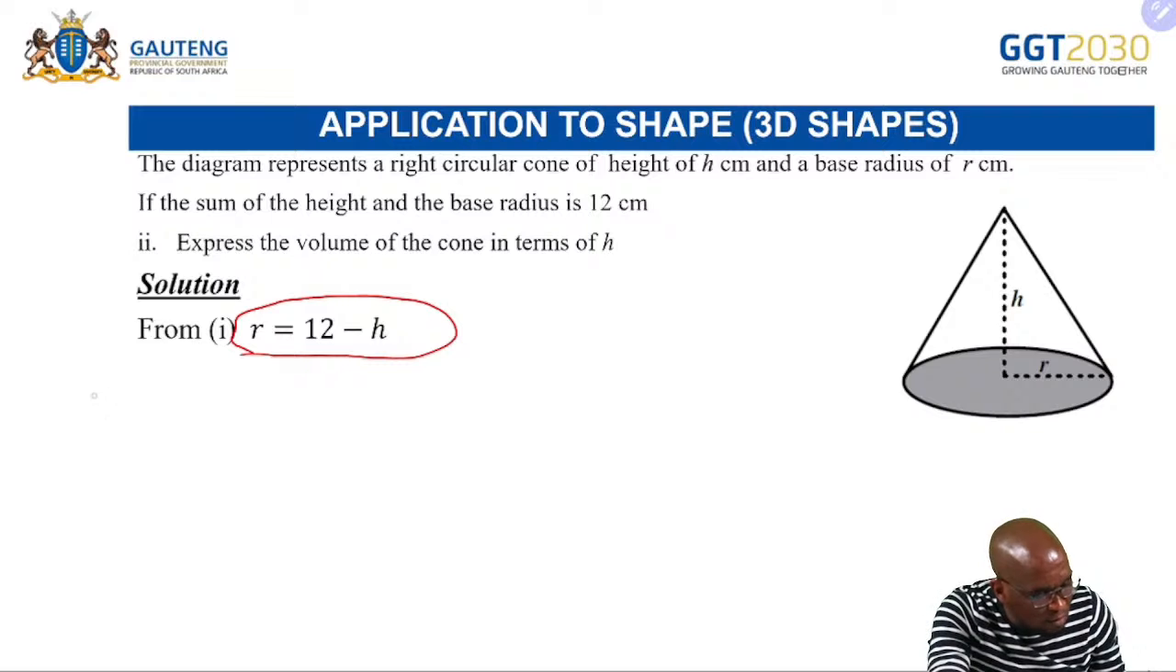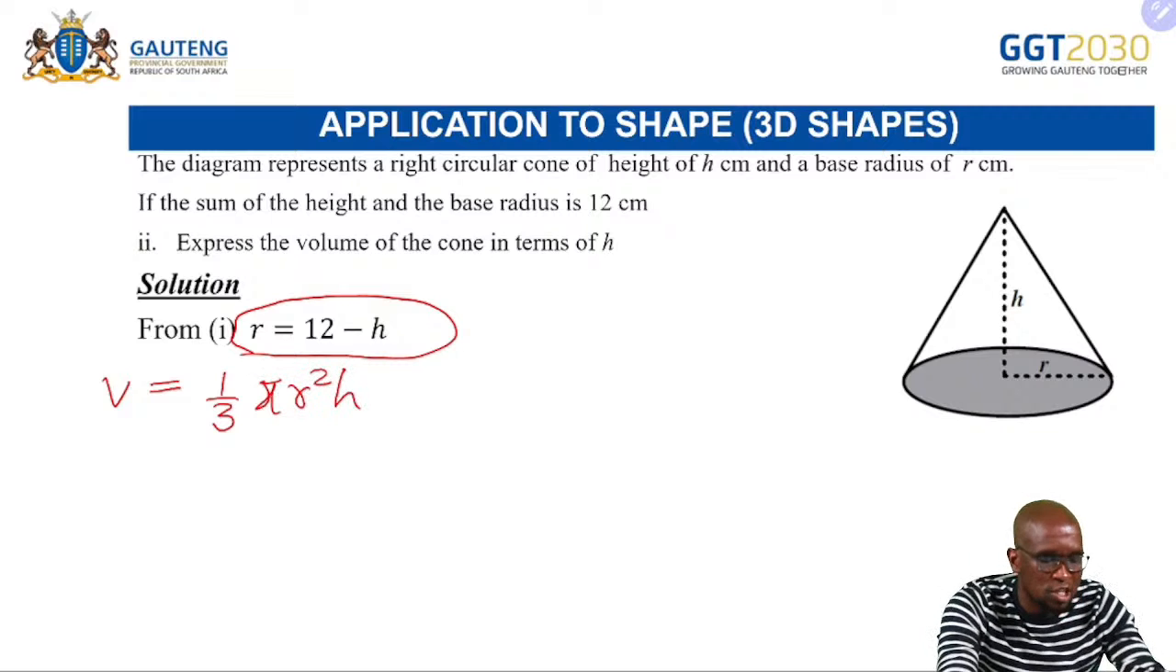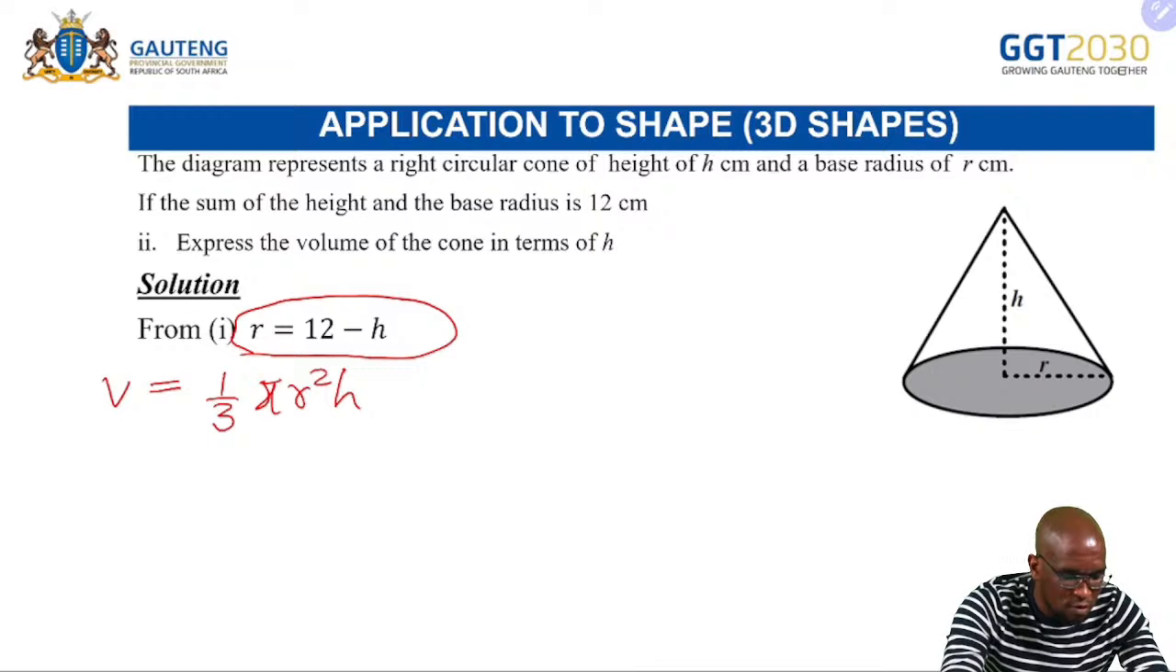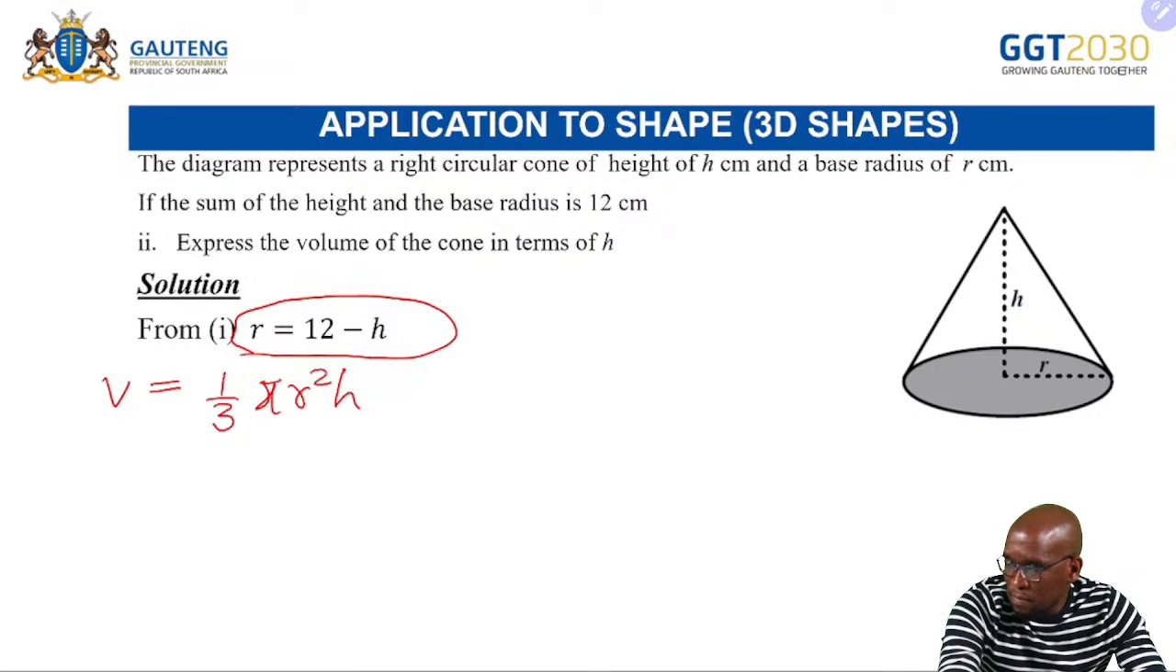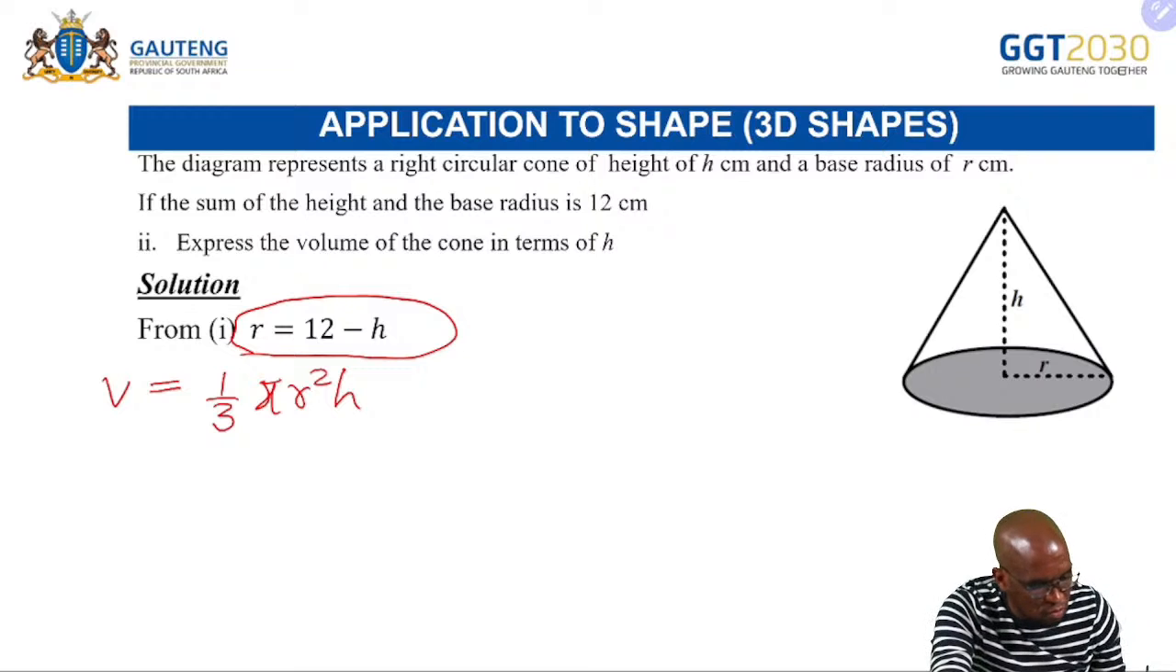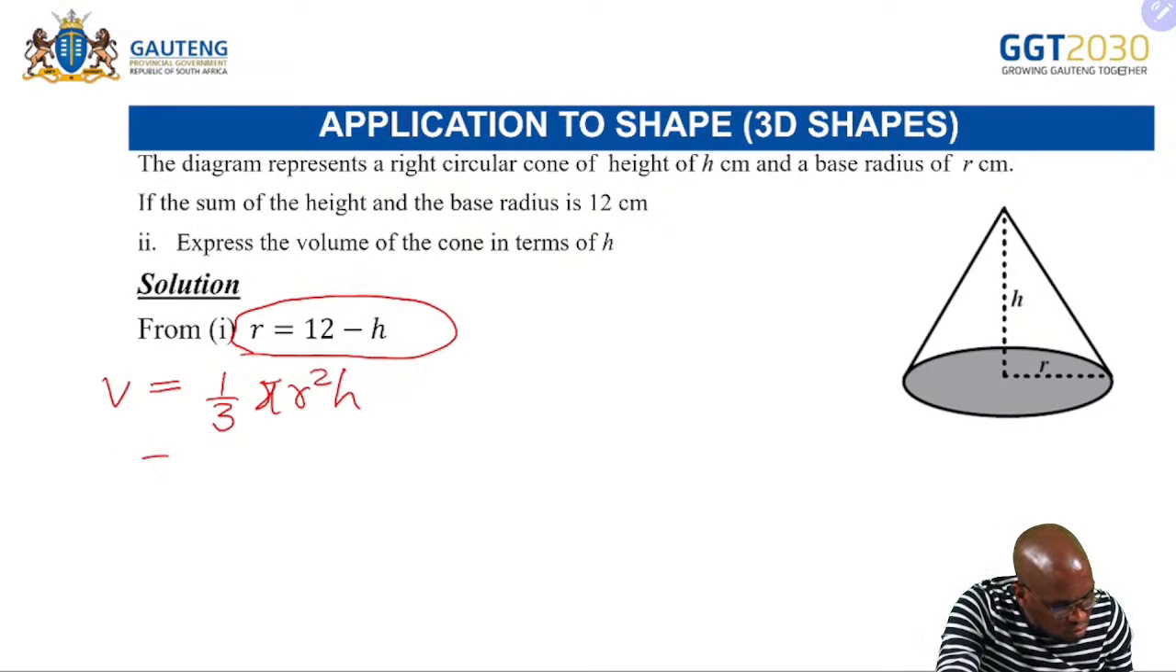If you check from the formulas that I gave you earlier on, the volume of a cone should be a third of pi r squared multiplied by h. This formula will be given to you. So now what we do is we have a third pi.